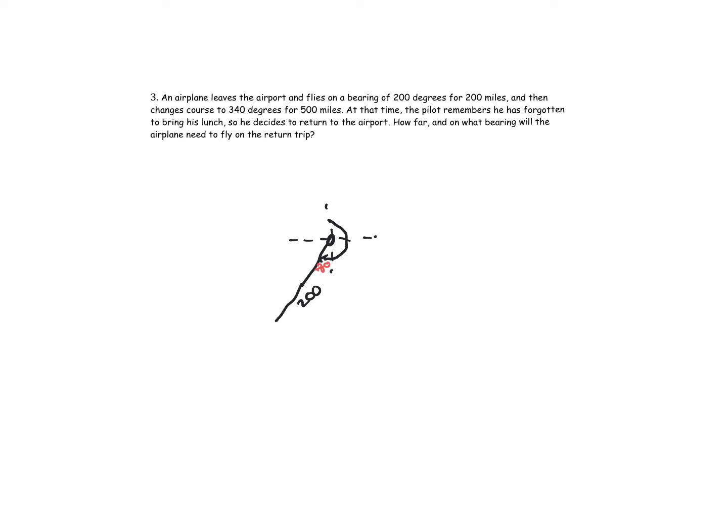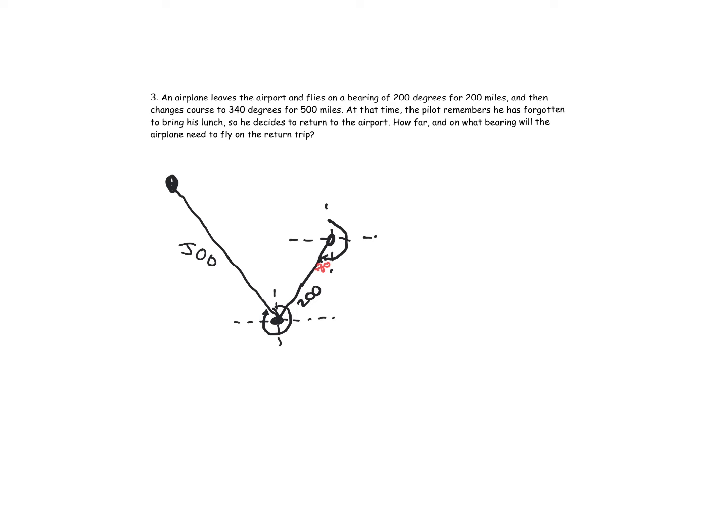Okay, and then it changes course. So let's go back to changing course here and to going on a bearing of 340 degrees for 500 miles. So again, from due north here, I'm going to go 340, and I'm going more than double the distance now. So that was 500.